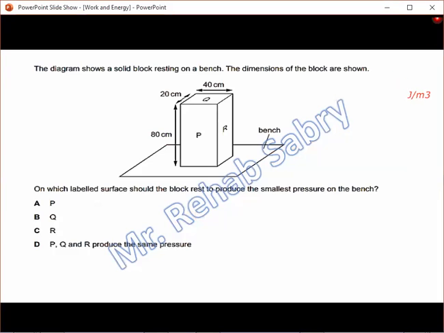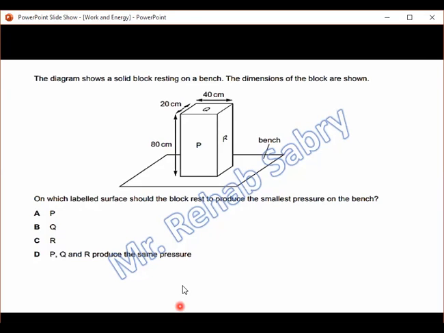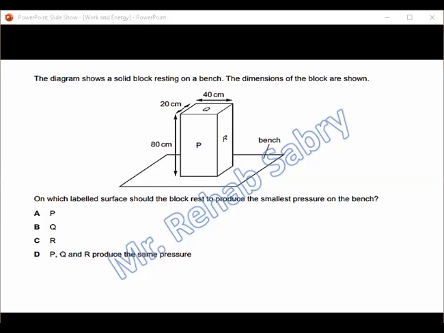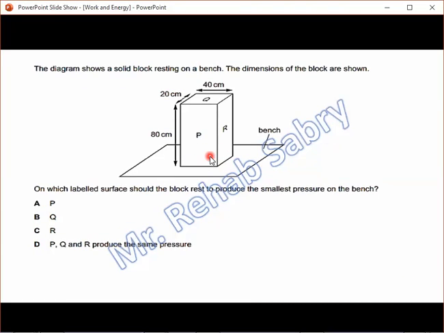This is an example. The diagram shows a solid block resting on a bench. The dimensions of the block are shown. On which labeled surface should the block rest to produce the smallest pressure? In fact, on any surface the force will be the same. Why? Because it's the same block, so it has the same force. But what about the area? The base area differs from surface to surface.